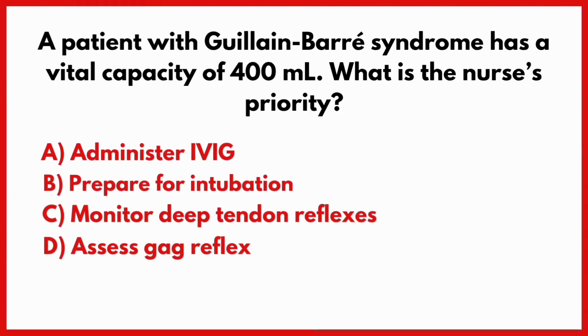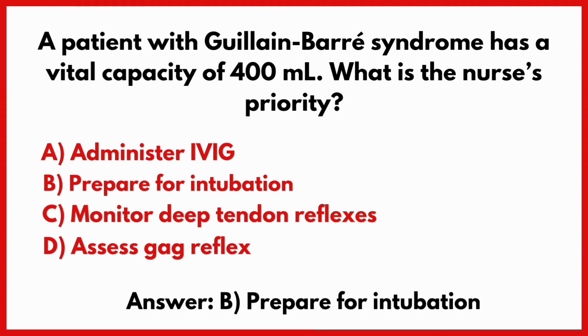A patient with Guillain-Barré syndrome has a vital capacity of 400. What is the nurse's priority? Correct answer is option B, prepare for intubation.